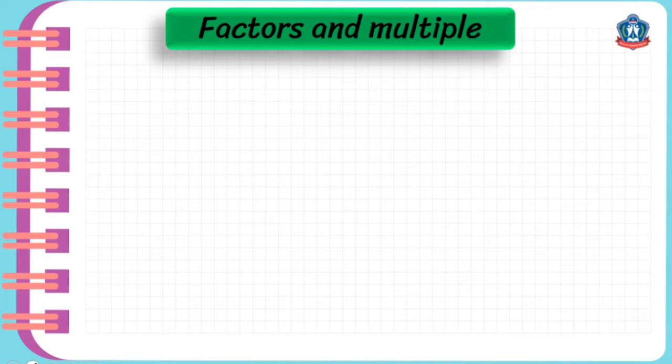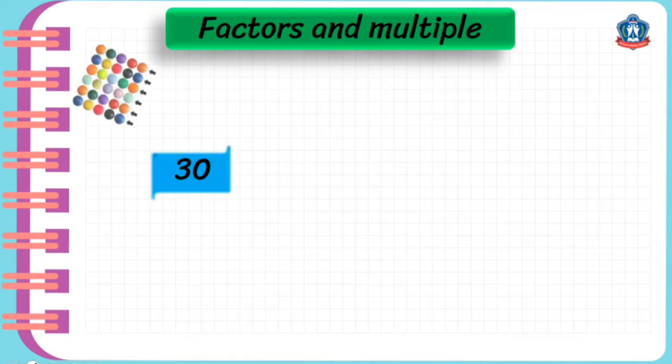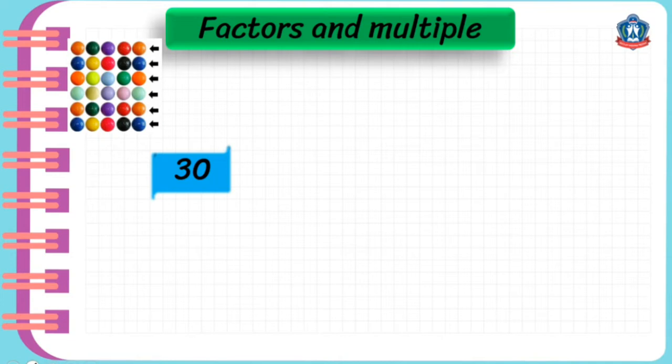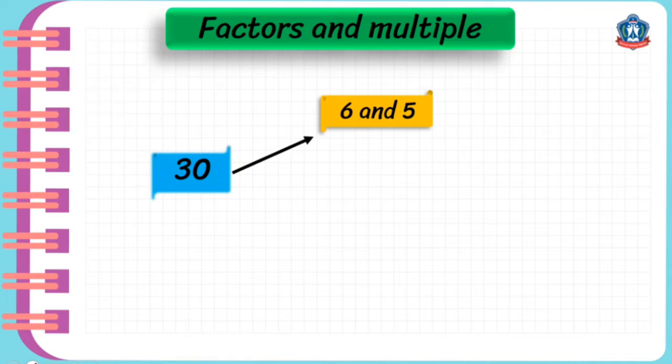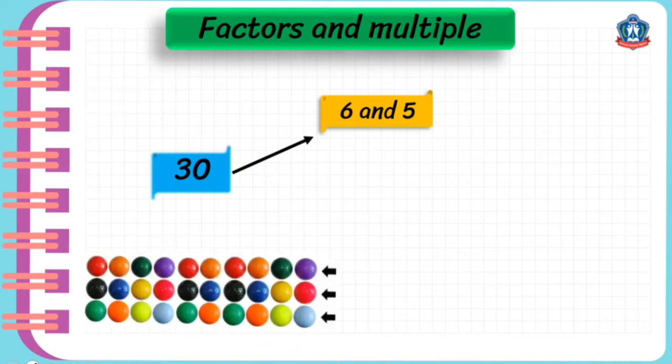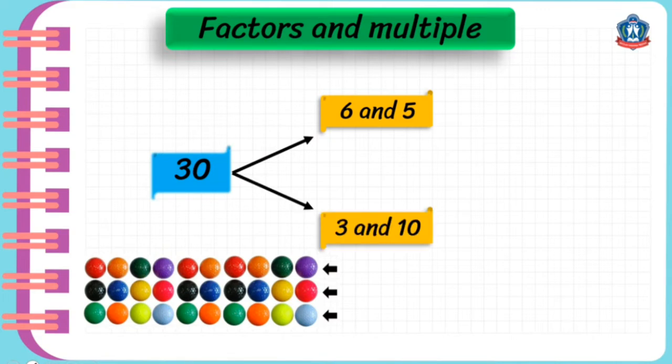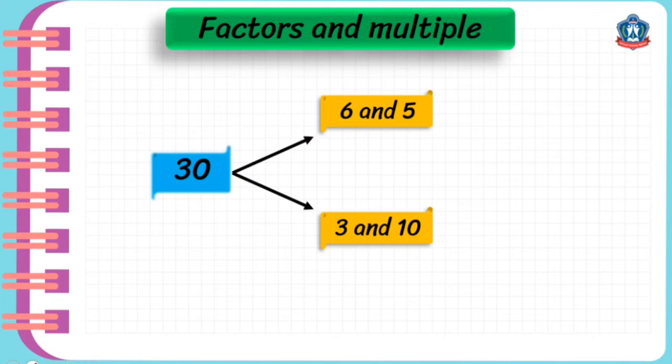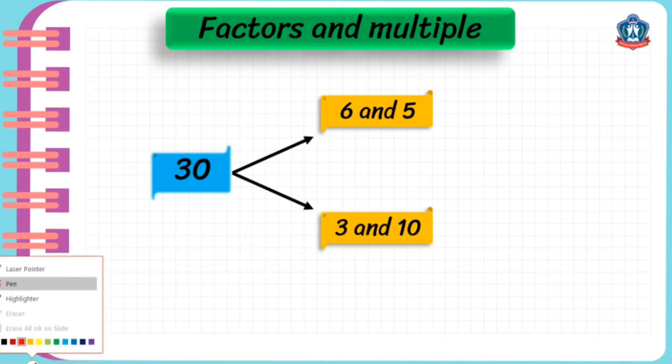Okay, now let's study factors and multiples. Remember, we have 30 balls arranged in 6 rows of 5. So we have 6 and 5. And also, we arranged it in 3 rows of 10. So we have 3 and 10. Children, the numbers 6 and 5, if you multiply, will give you 30, right? And also 3 and 10, if you multiply them, will give you 30. 6, 5, 3, and 10 are what we call factors.